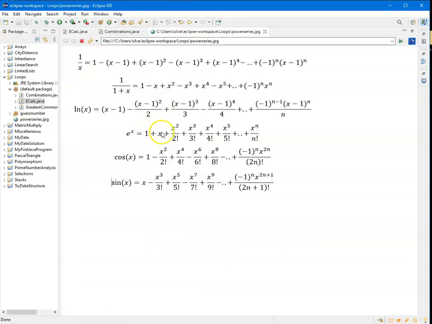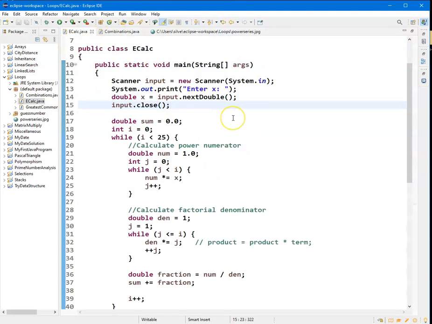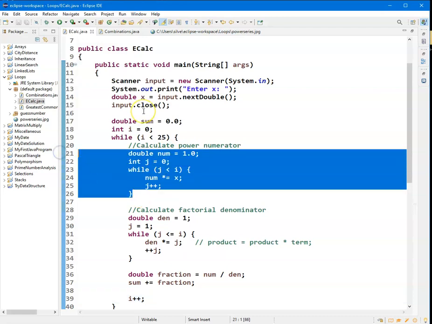This is a term. Anything separated by plus and minus signs are terms. 1, 2, 3, 4 terms. We're going to have 25 terms. That's what I'm doing here: i is less than 25, i plus plus at the very bottom. Once we're done, we will have 25 terms. How do you generate these terms? Well, what you're going to do is this. Calculate the power numerator.